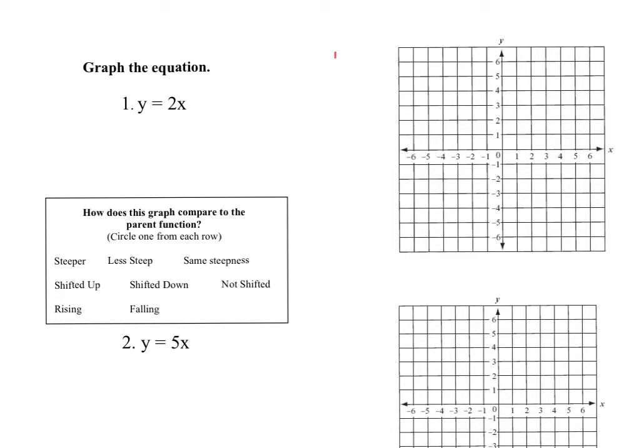So we need to make our x-y chart, which is very simple. Just make a little t-chart with an x and a y. You get to pick values for x. Again, you can pick anything you want, but you need to pick at least 5 things, some positive, some negative. So the easiest things to pick would be -2, -1, 0, 1, and 2.